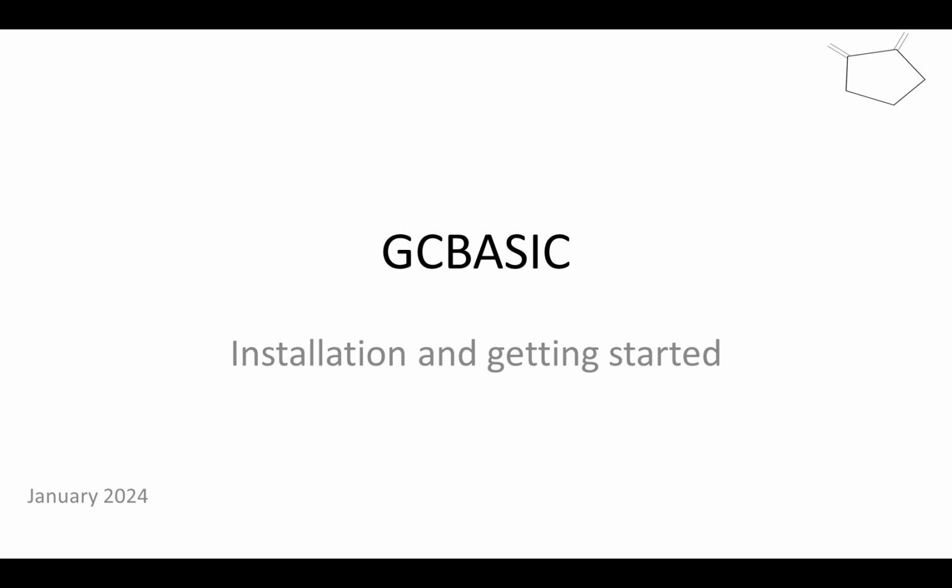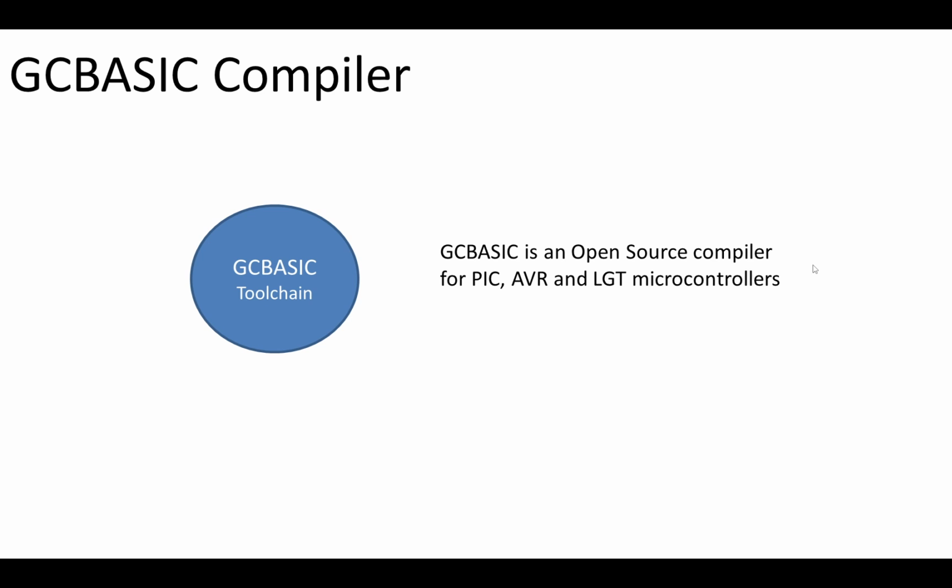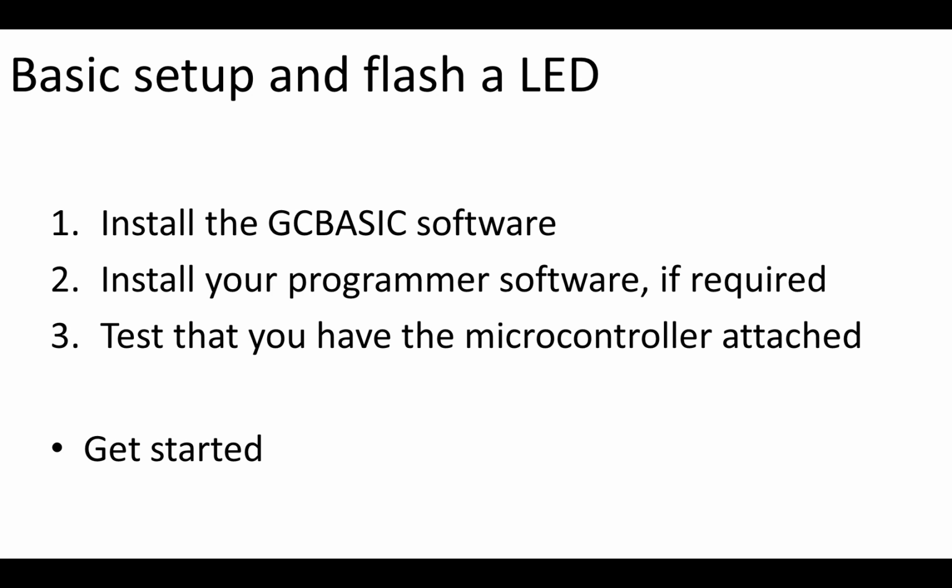So this is a primer of how to install and get started. GCBASIC is a compiler and toolchain. It allows you to support and develop programs for Microchip PICs, Microchip AVRs, and Logic Green Technologies AVRs as well. So it's an 8-bit compiler and it's a complete toolchain, and we're going to see various parts of that during this video. What we're going to do is install the software. We're going to install some programming software. You will require that if you're using a PIC, and test you have a microcontroller attached.